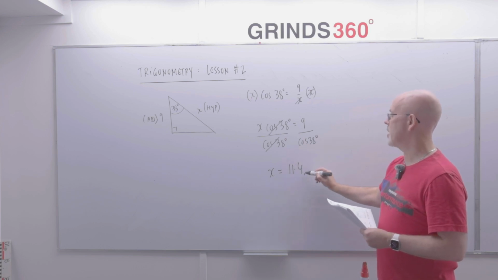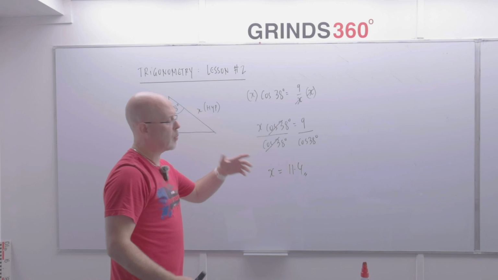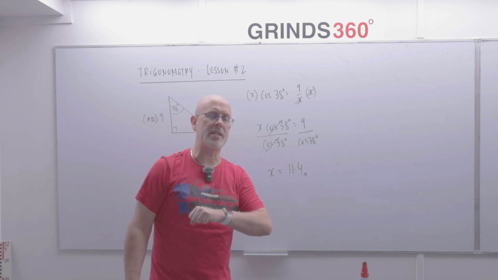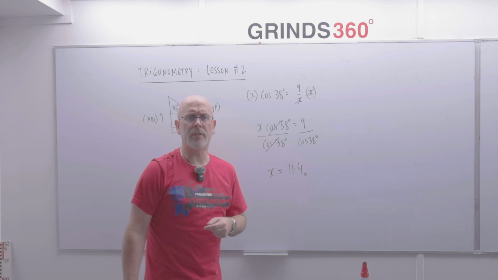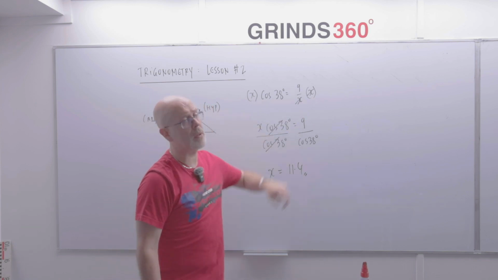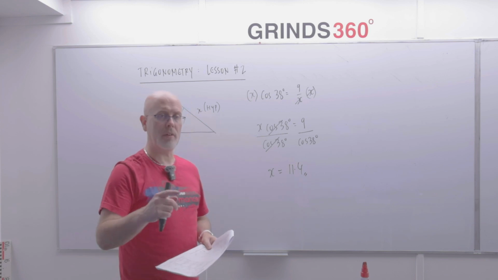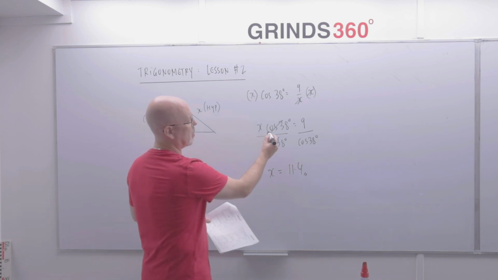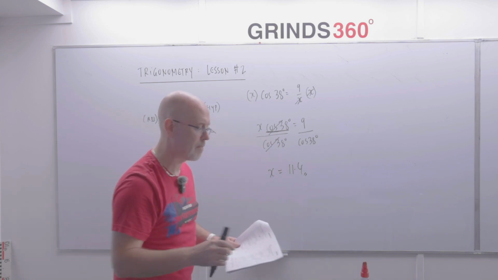This question wants my answer to 1 decimal place, so it's 11.4. Just be aware that when you're setting up the sine, cosine, or tan ratios like this, it's not necessary that the x be above the line in the ratio. If it is below the line, there's just an extra step: you multiply both sides by the x first to get rid of the fraction on the right-hand side, and then divide both sides by whatever this is to leave the x on its own on the left-hand side.